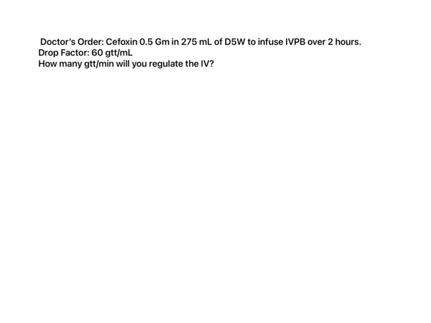So first we need to figure out what our answer needs to end in, and that's GTTs per minute. All right, so let's look at our problem to see what all we need. So we're going to need our volume and we're going to need our time. All right, so let's go ahead and set that up. All right, so we're going to do 275 mLs over 2 hours.